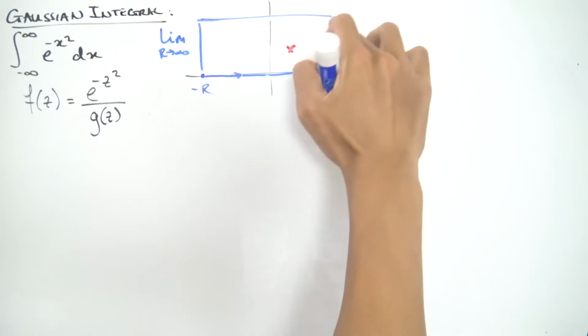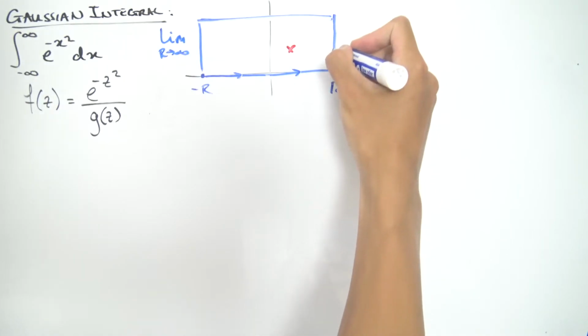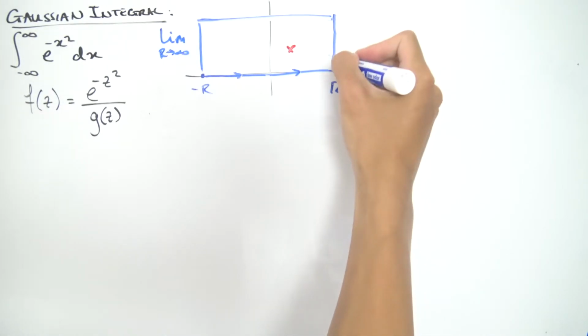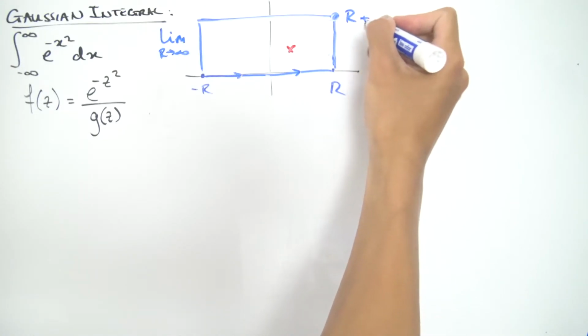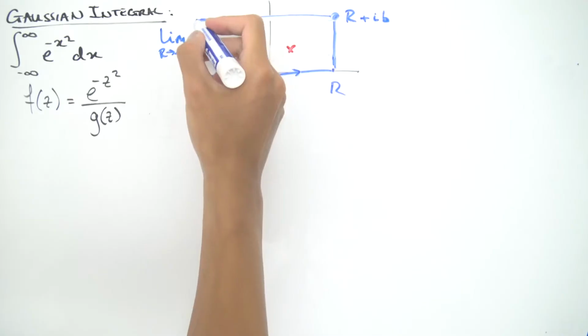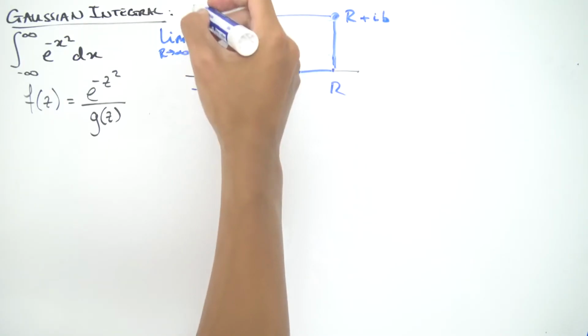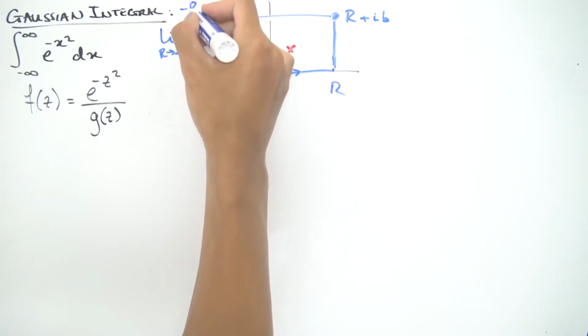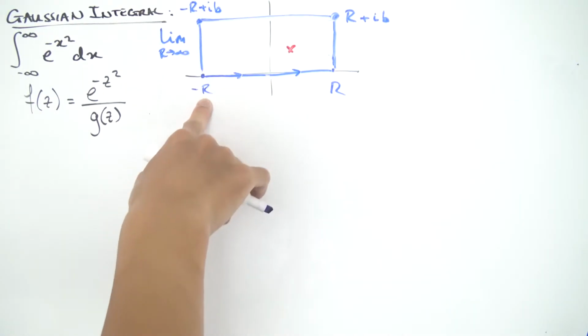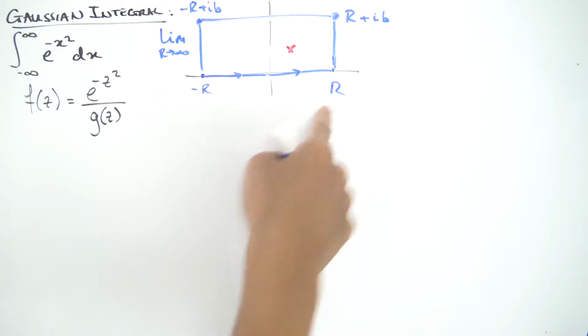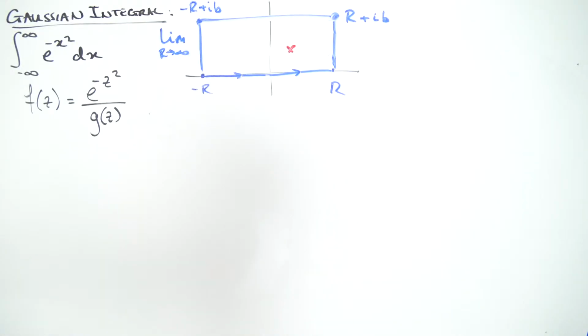And we're going to give it a little bit of height. We're going to give it a height of b, for example. So this point up here would be r plus i times b, and this point on the left, top left over here, would be minus r plus i times b. And then of course this bottom point is minus r, and then you have r over here.